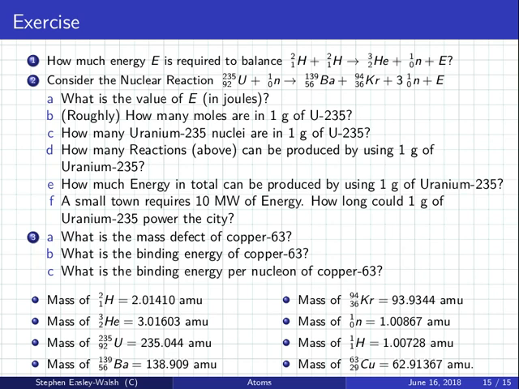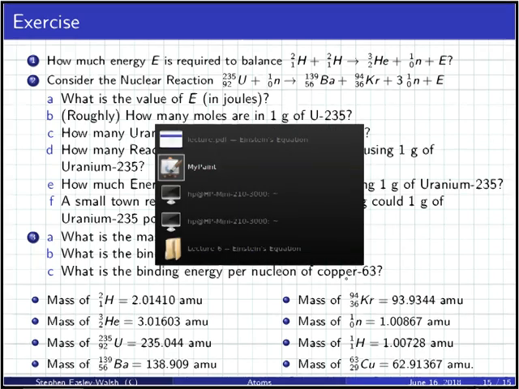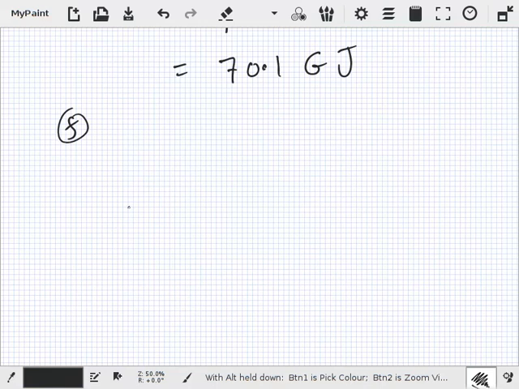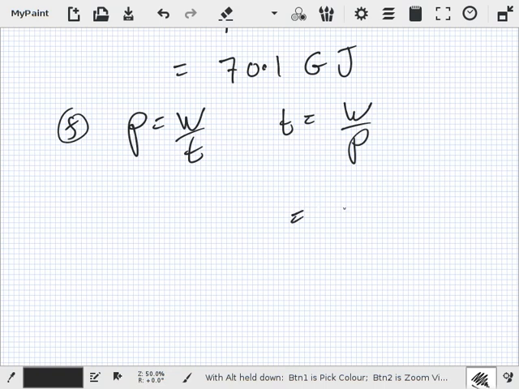Anyway, the last part for this one was, if you had your 10 megawatt town and you had 70 gigajoules, how long could you power the town for using a gram? Right. Let me just write it down. So you know that power equals work over time, so time equals work over power, which would be 10 mega over 70 giga.